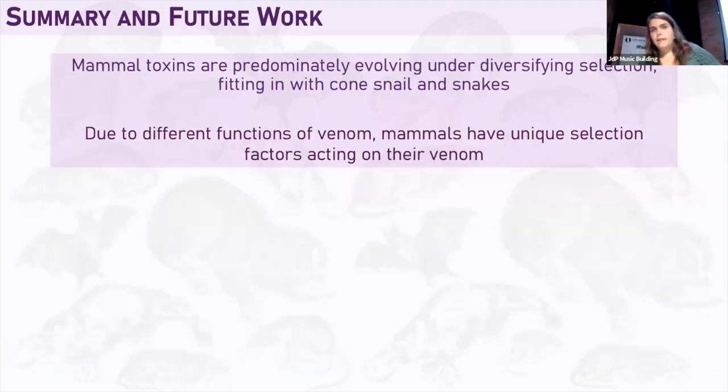So what's the summary? It is that mammal toxins, as of this study, are predominantly evolving under diversifying selection. They fit that two-speed model and they join the cone snails and snakes up there. However, due to limitations of the data and due to the complexity, which is actually a really cool thing about the selection rates in mammals, it's a little bit difficult to say how much the evolutionary age is tied into that. But I've really had a lot of fun looking at what the different reasons could be for that and trying to figure it out in the discussion.